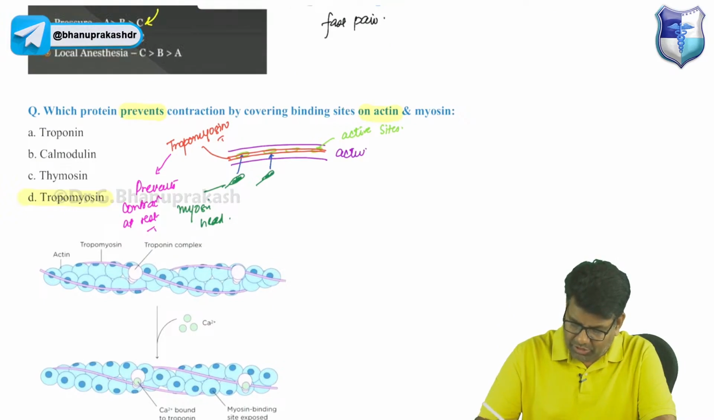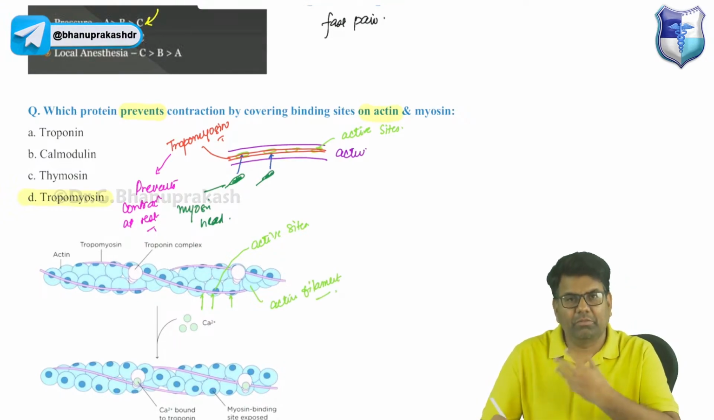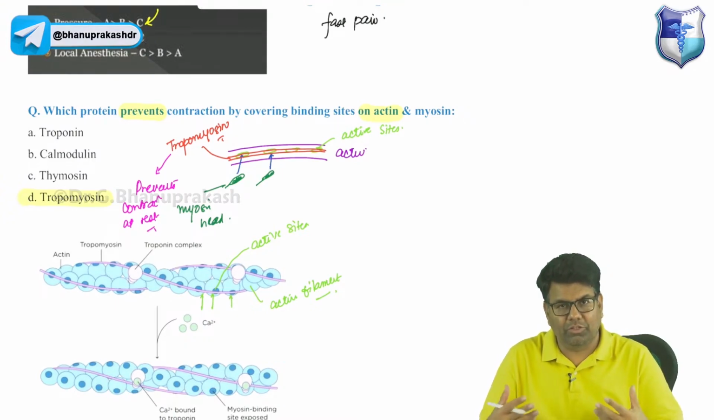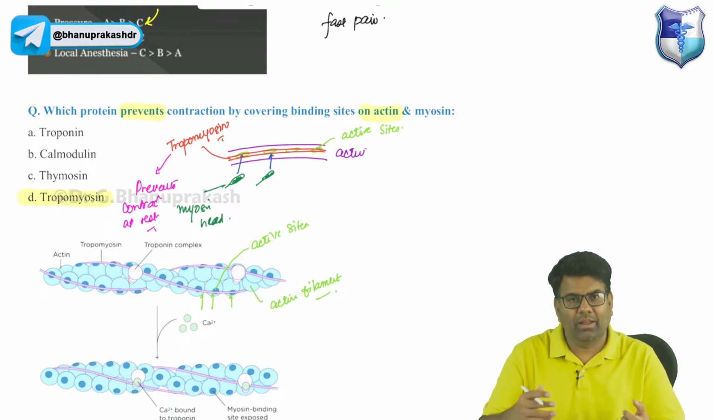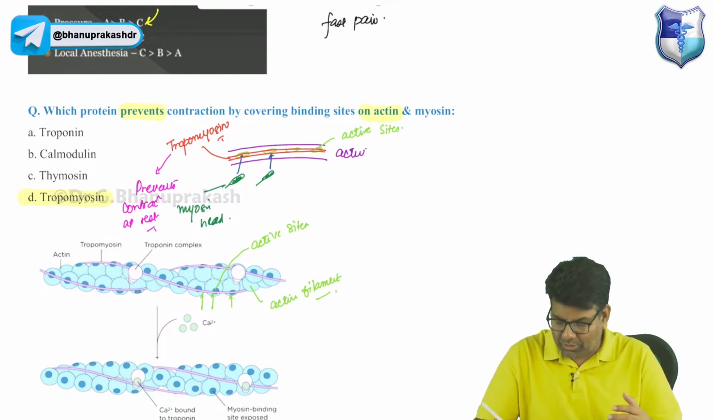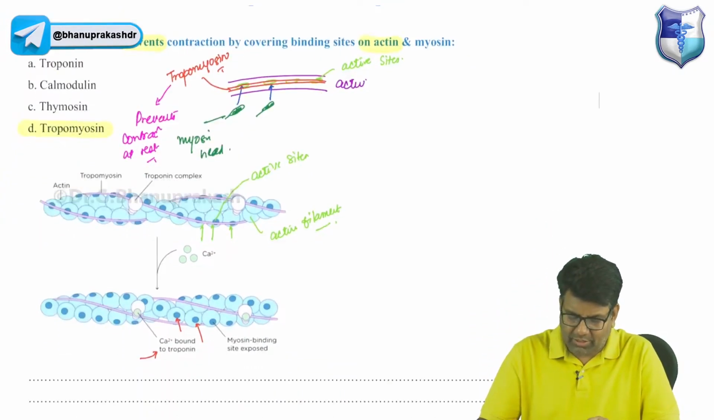So if you look at the image, this pink colored structure is tropomyosin, and these blue dots are actually the active sites, and this is the actin. Clear? So whenever there is a stimulus, calcium is liberated. This calcium binds with troponin, and that displaces the tropomyosin, exposing the active sites. So you can see the active sites are exposed. Now the myosin head can bind easily. Clear? So the answer has to be tropomyosin.